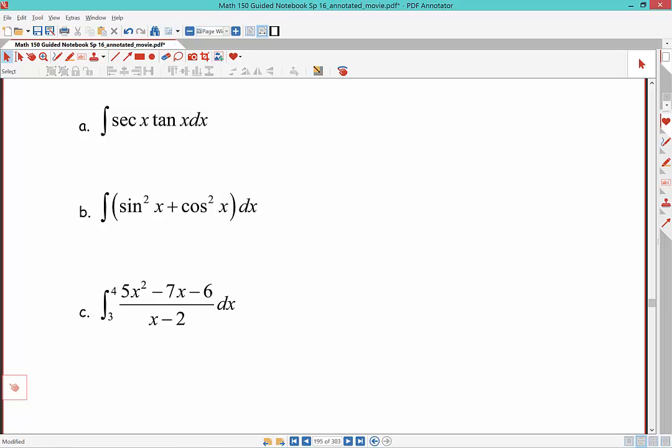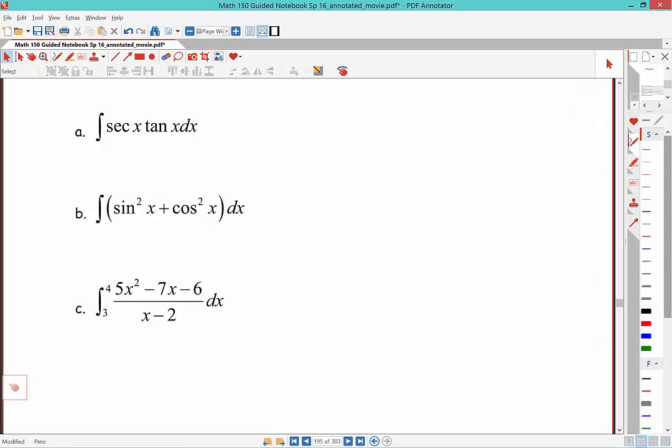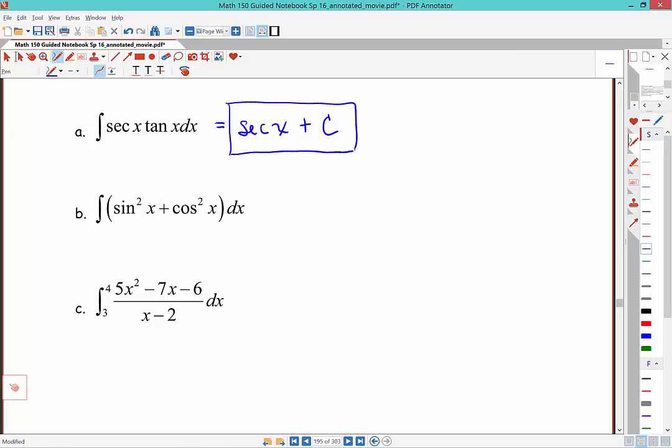Okay, let's see how you did. So this first one, what do we have? Secant of x times tangent of x is the derivative of, beautiful, secant of x with respect to x. So our result is secant of x. Am I done? No, good. We have to add our constant of integration. With indefinite integrals, you're going to have a constant of integration added at the end. With definite integrals, there will be no constant of integration added. All right?